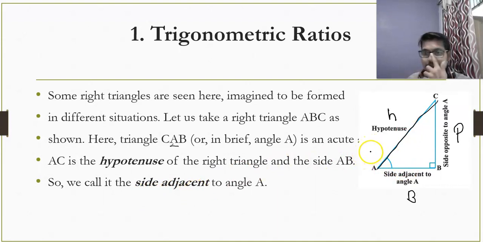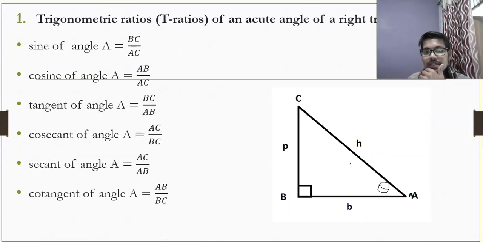In the previous classes in ninth, we learned about the adjacent sides. Adjacent sides are the sides which are joining at a single point, just like A. Here, the adjacent sides of angle A are AB and AC. Now we will talk about the trigonometric ratios.